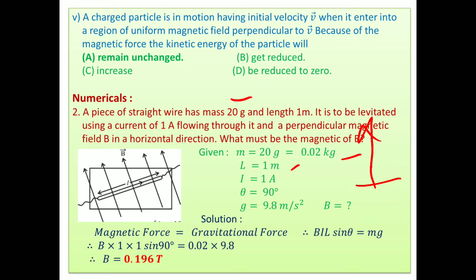B into 1, current is 1 ampere and length is 1, and sin 90 is there. It is because the current is perpendicular to the direction of the magnetic field, so we can take 90 degrees directly. And here the gravitational mass is 0.02 into 9.8. So magnetic field B equals 0.196 Tesla. This is your answer. Thereafter we go through another numerical.